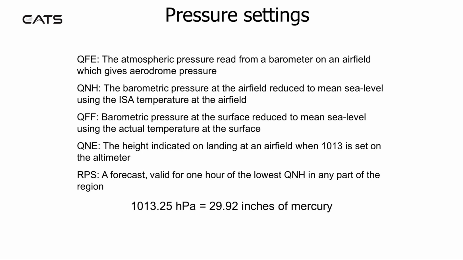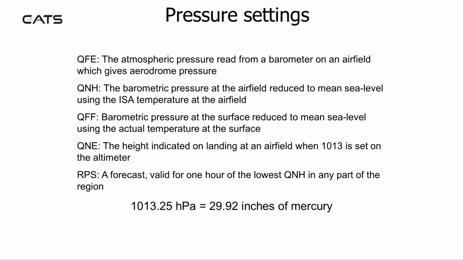Pressure settings. QFE is the atmospheric pressure read from a barometer on an airfield which gives aerodrome pressure. QNH is the barometric pressure at the airfield reduced to mean sea level using the ISA temperature at the airfield. QFF is the barometric pressure at the surface reduced to mean sea level using the actual temperature at the surface. QNE is the height indicated on landing at an airfield when 1013 is set on the altimeter.